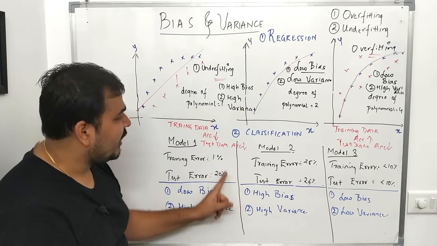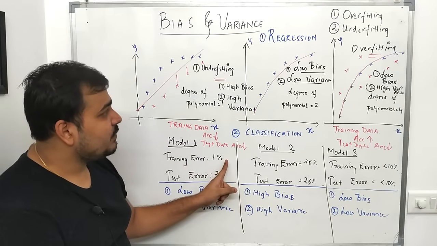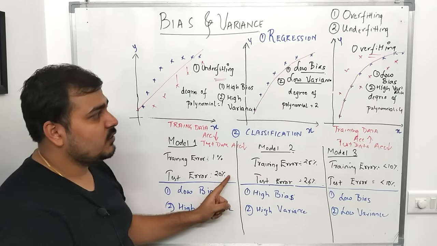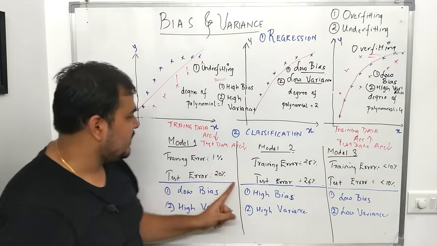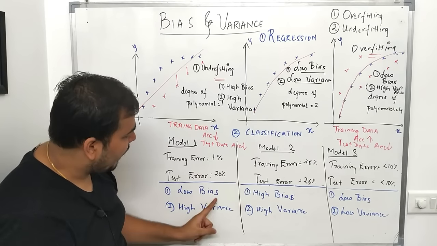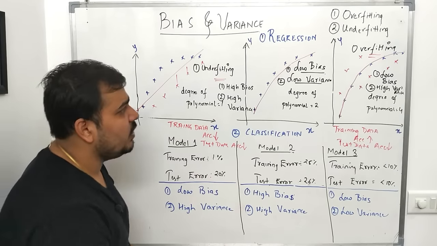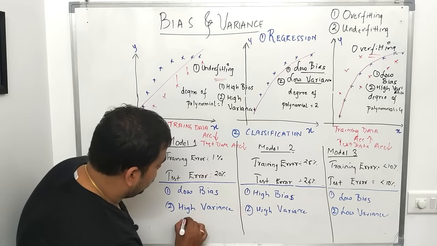Now just understand what kind of scenario this is. 1% basically means low bias, right? Test error is high, so it will become high variance. So what is the scenario over here? Low bias and high variance. If we have low bias and high variance, what is this scenario? This scenario is basically called overfitting.